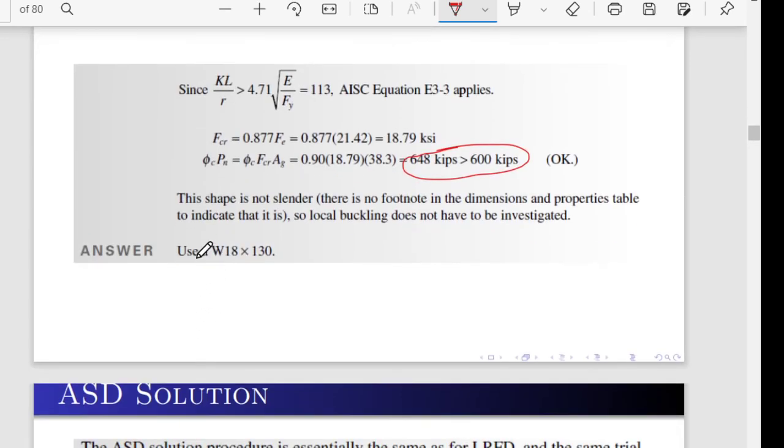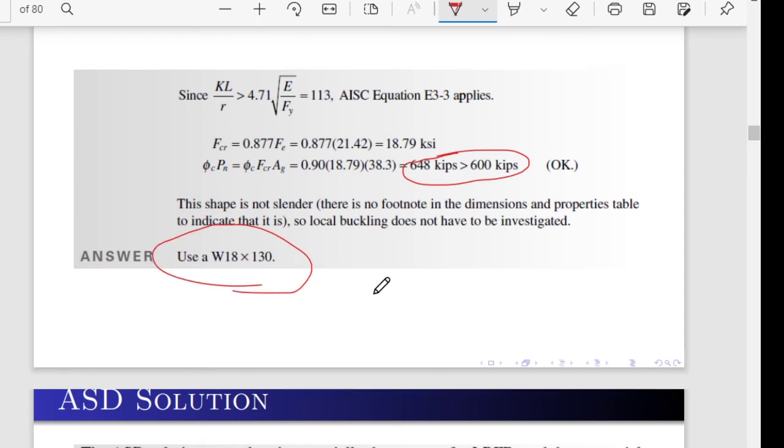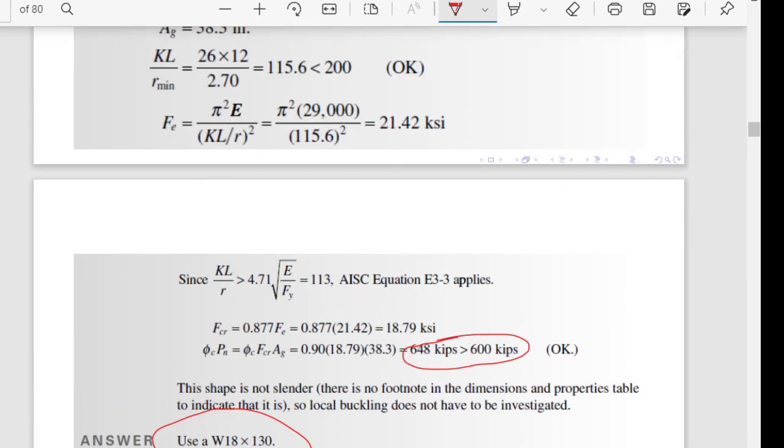Then the final answer for W18 is W18 by 130 pounds per foot. This is for LRFD.